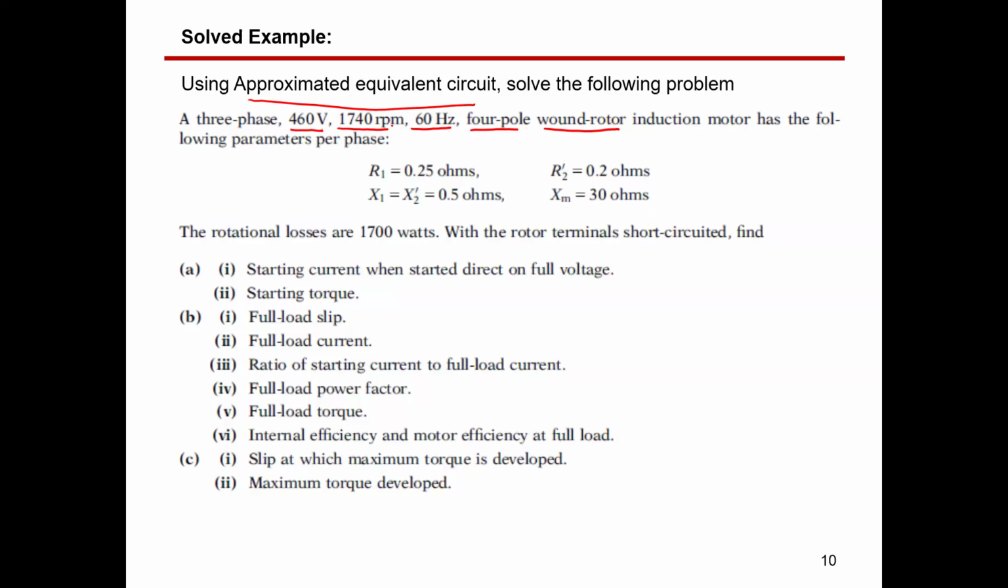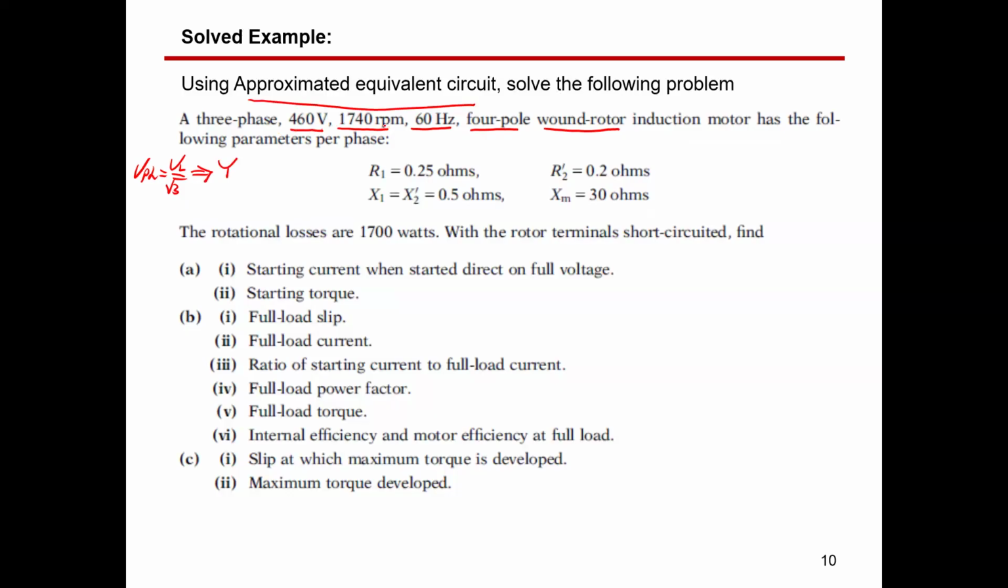60 hertz, 1740. Nothing says the motor connection. Since we don't have anything about the motor connection, you can assume that the machine is connected as Y. So we can say, assume Y connection. So we can say V phase equals V line divided by root 3. This is with the assumption that we have Y connection.